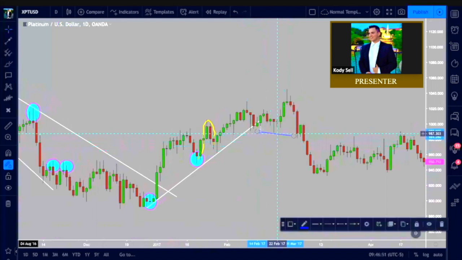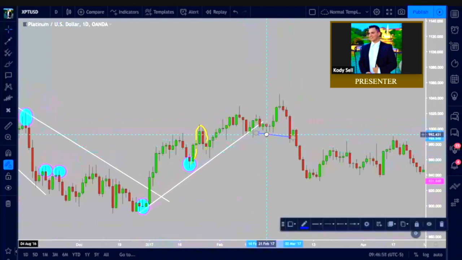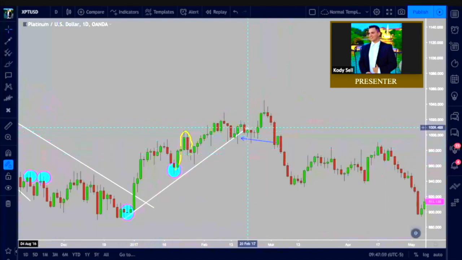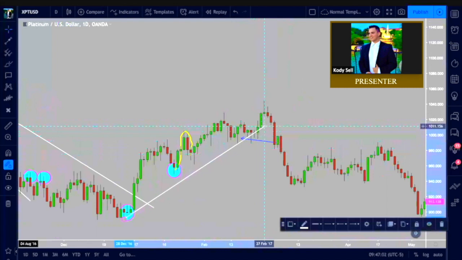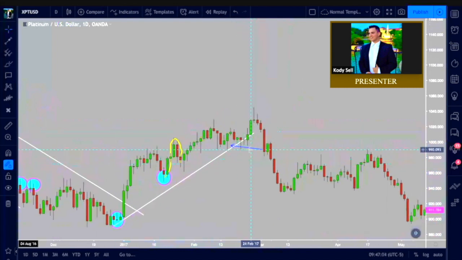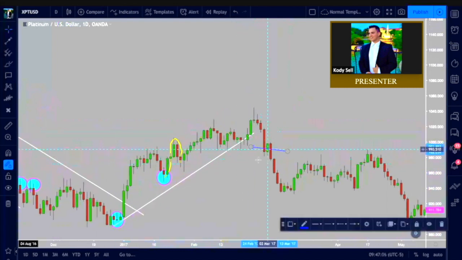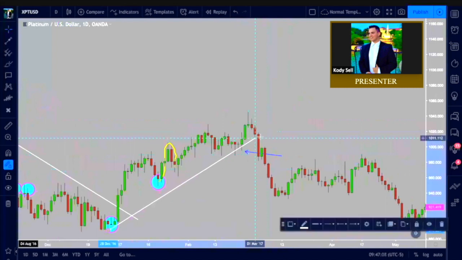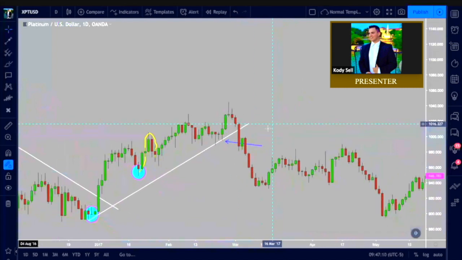Price wicks through our trend line, so we're going to adjust it and pull it through. And then look what happens next. Price wicks through our trend line again, so we adjust it and pull it through. And then look what happens right here. Price wicks through our trend line, so we adjust it and pull it through. And then look what happens.